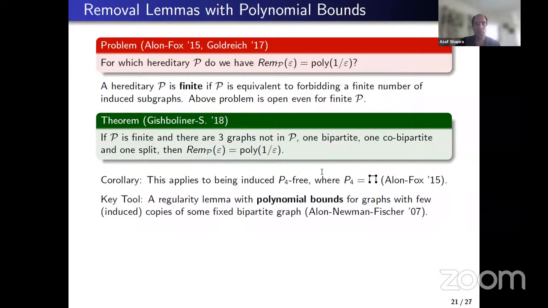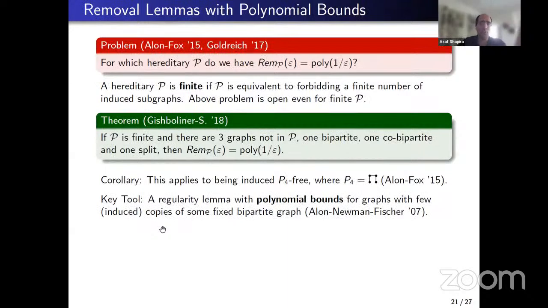And the key tool that we used in order to prove this result was a regularity lemma with polynomial bounds, not tower type bounds, but polynomial bounds, that is due to Alon, Fischer, and Newman. What it addresses is the case where you have a graph that has few induced copies of some fixed bipartite graph.